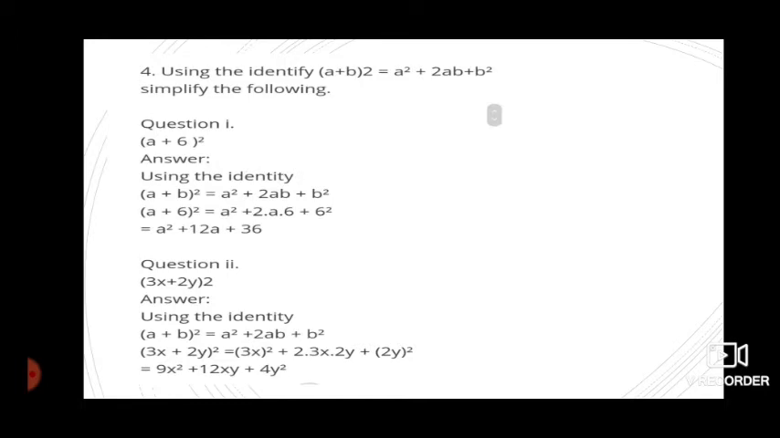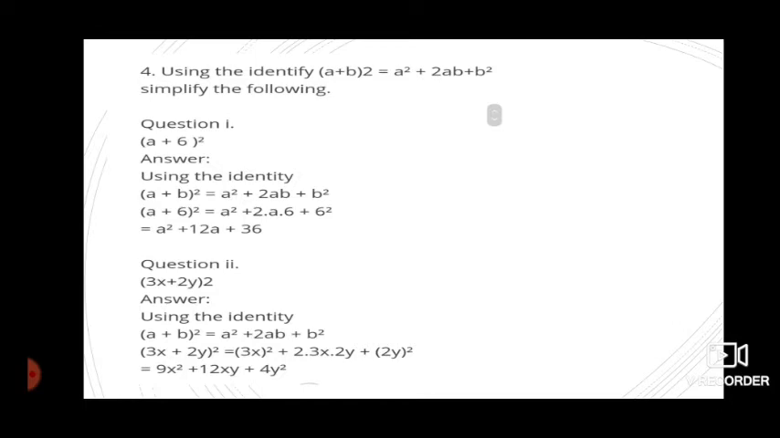Now see the sums using those identities. I already explained three sums in the last video. Now I am going to explain from the fourth sum. Using the identity a plus b whole square is equal to a square plus 2ab plus b square, simplify the following. First one: a plus 6 whole square. Here we have to use the identity a plus b whole square. So here a is a and b is 6. Now apply the formula: a plus b whole square is equal to a square plus 2ab plus b square.